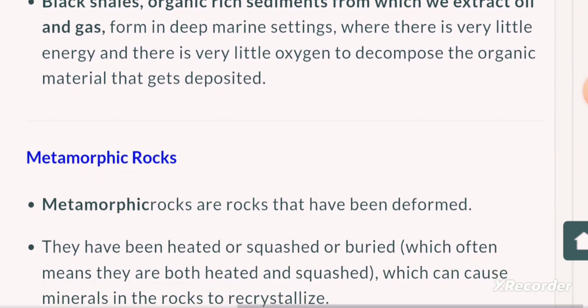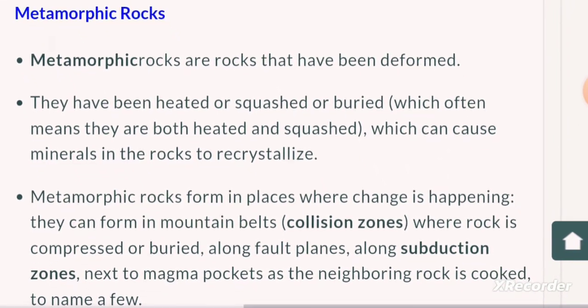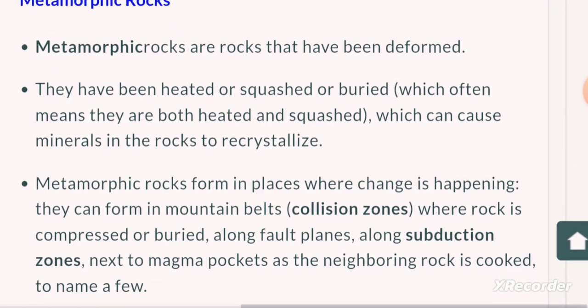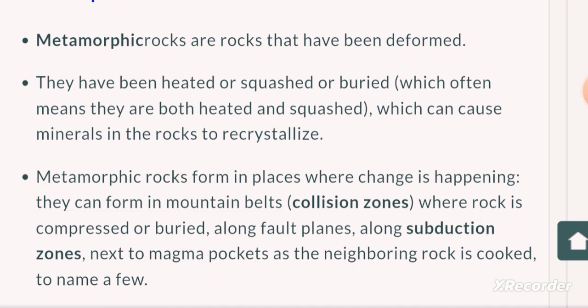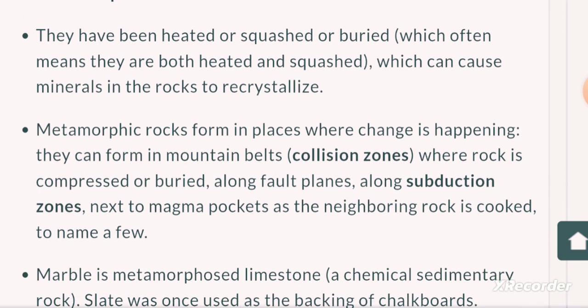The next part of the rocks is the metamorphic rocks. Metamorphic rocks are rocks that have been deformed. They have been heated or squashed or buried, which can cause the minerals in the rocks to recrystallize. Metamorphic rocks form in the place where the change is happening. They can form in mountain belts where the rock is compressed or buried, along fault planes, along subduction zones, and next to magma pockets as the neighboring rock is cooked, to name a few.